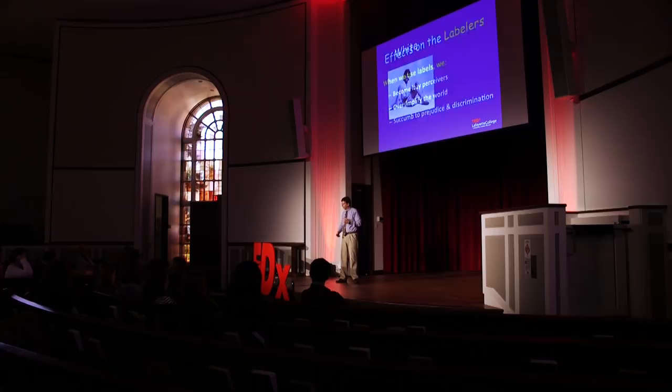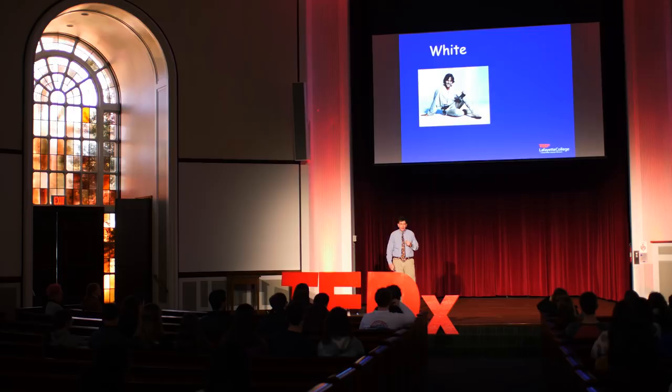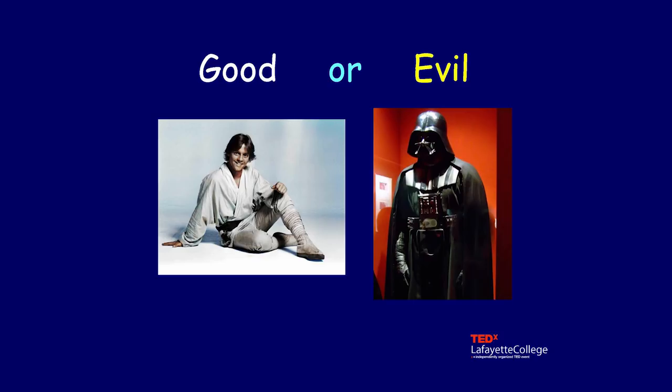So here's Luke Skywalker. He almost always is depicted in white, and his arch nemesis, Darth Vader, is almost always depicted in black. So we have the labels white and black. It's fairly easy in people's minds to have those morph into good and evil. So white becomes good, and black becomes evil. Here we have Glinda, the Good Witch of the South from The Wizard of Oz.